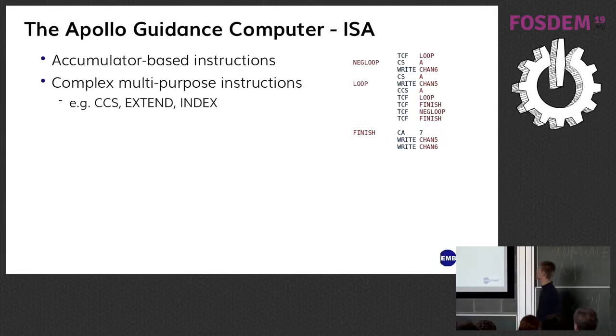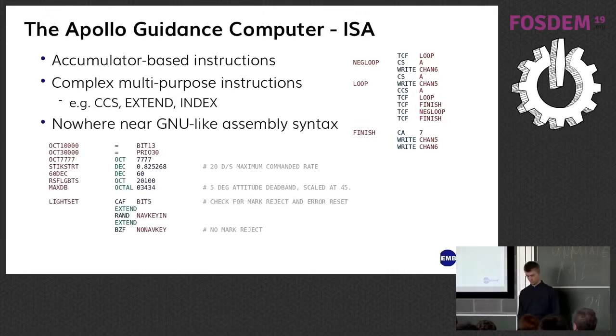Extend and index were basically used to modify the next instruction in some way. Also, the assembly syntax was quite different to what we use now. It seems simple, but it's not GNU-like, so it's difficult for parsers. One thing to note is every single thing on this slide is a valid identifier.